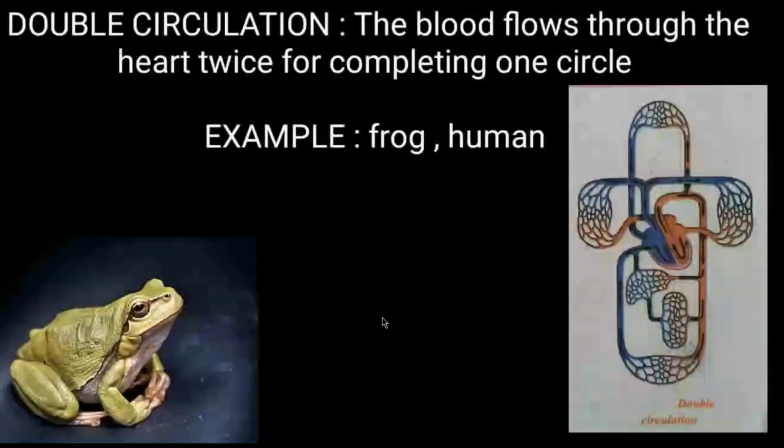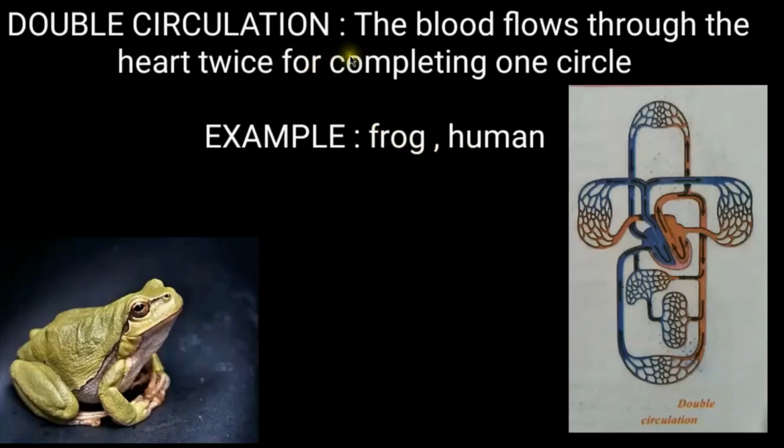Then we can see double circulation. The blood flows through the heart twice for completing one cycle. In one way, oxygenated blood flows. In another way, deoxygenated blood flows. This one I already taught you. I hope you all understood. Right? Examples: frog and human.